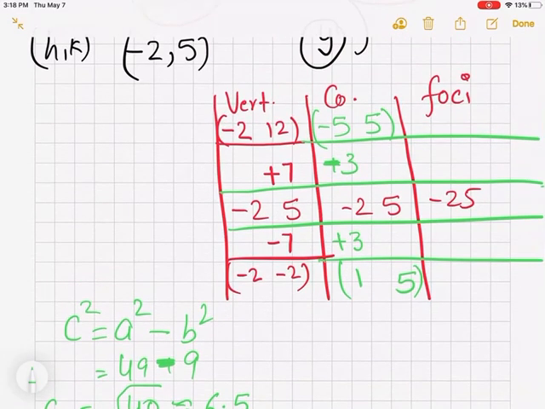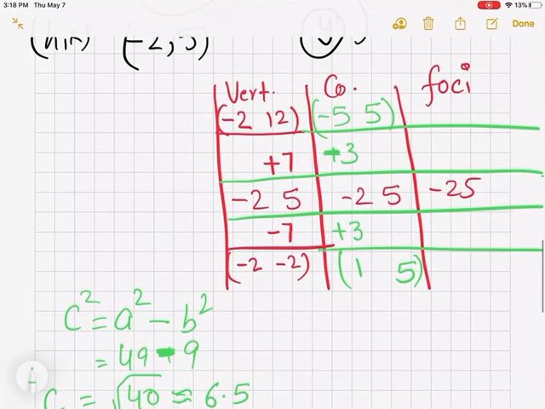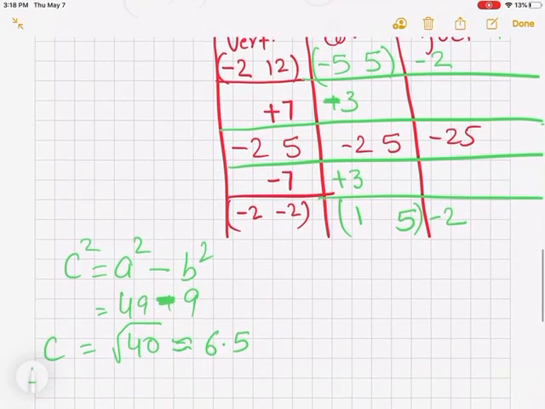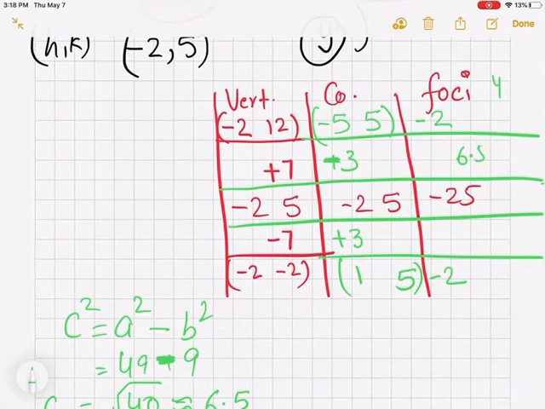Foci is always on the major axis, right? So which one is my major axis? Major is Y. So now the y number would change, not the x. So it's going to be on the y-axis. The y number would change and x would stay the same. How many units are you traveling for foci? 6.5. So for the number above, I would add 6.5, and for the number under, I would subtract 6.5. If I add 6.5 to 5, it's 11.5. If I subtract, that's going to be negative 1.5. Here you go. So that's going to be your answer at the end.